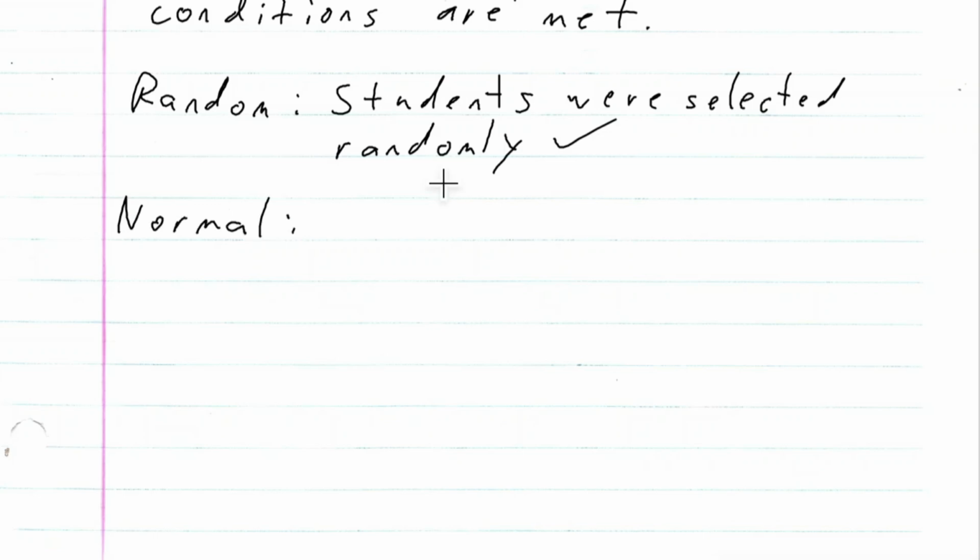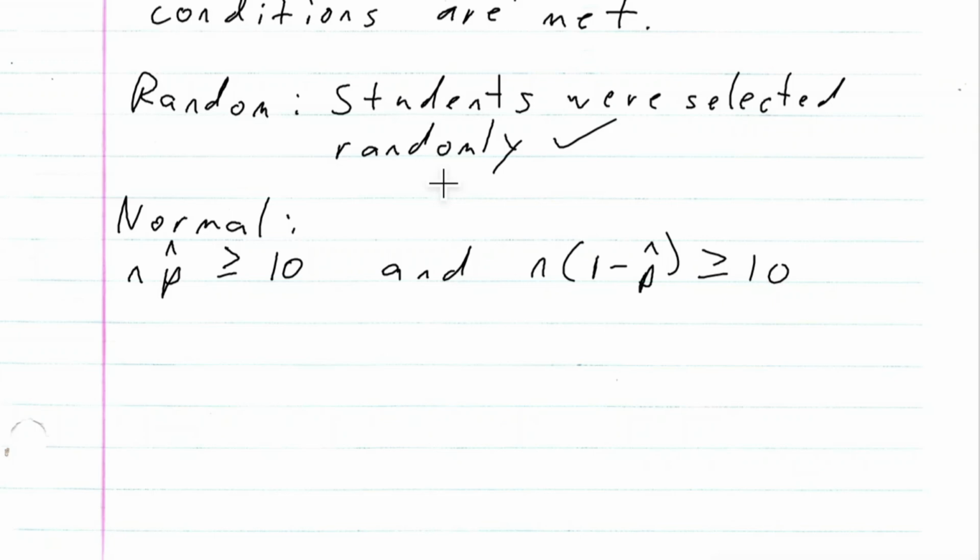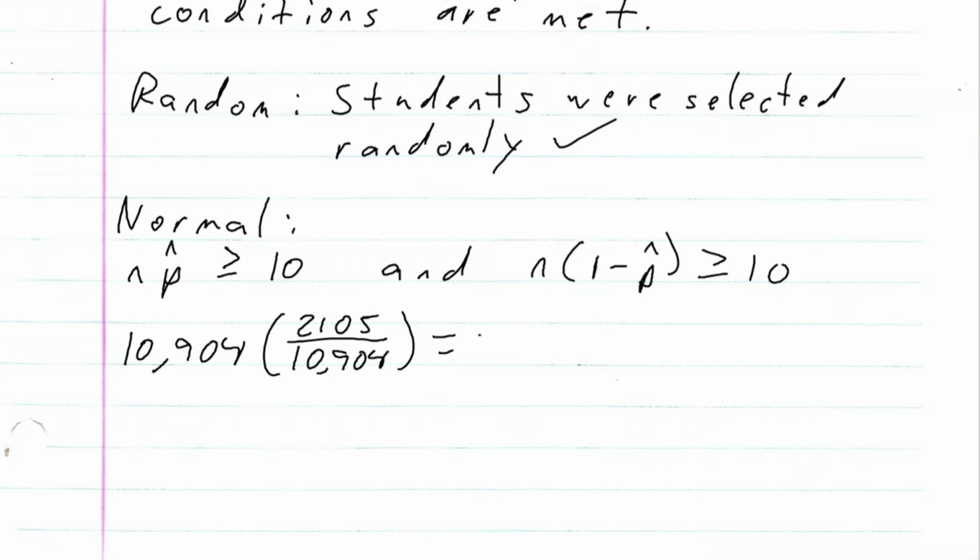For normal in this one, it's going to be n times p hat, since that's what we're using to find our 99% confidence interval for the actual population proportion. This has to be bigger than or equal to 10, and n times 1 minus p hat has to be bigger than or equal to 10 to assume the distribution is approximately normal. So this is 10,904 times 2105 over 10,904. 10,904 over 10,904 is 1, so that's 2105, and that is, of course, bigger than or equal to 10.